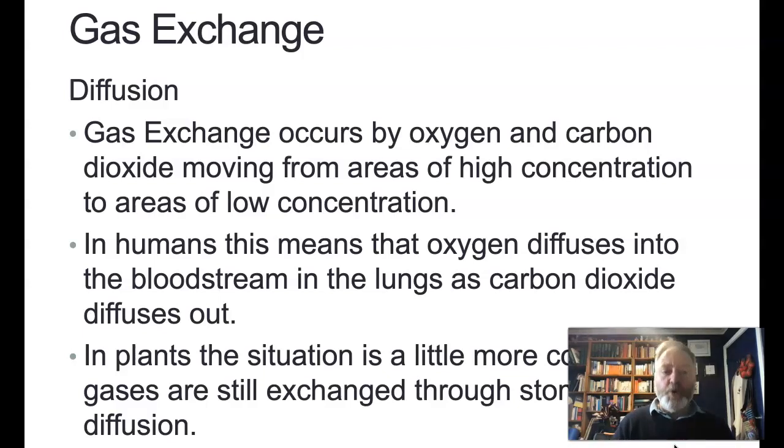So when I breathe in, I'm bringing in, well, lots of nitrogen, but some oxygen. And when I breathe out, all that nitrogen goes out again because I don't use that. And now carbon dioxide comes out. For plants, they're a bit more complex. So I'll do a little bit of plant work as well, just to let you know about that too at the end. But plants have a little more complex system.